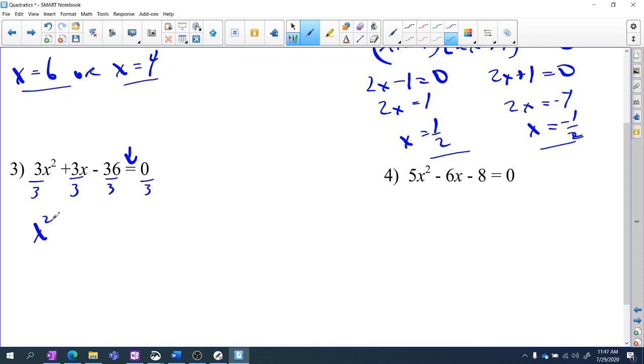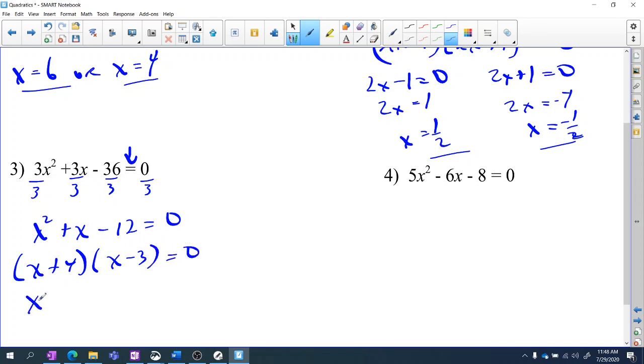So now I'm down to x squared plus x, take away 12, equals 0, and now rather than a hard trinomial, I'm dealing with a simple trinomial, and these should be quick and painless. Multiply to get negative 12 and add to give plus 1 would be x plus 4 and x subtract 3 equal to 0. Two possible answers are negative 4 and positive 3. Done.